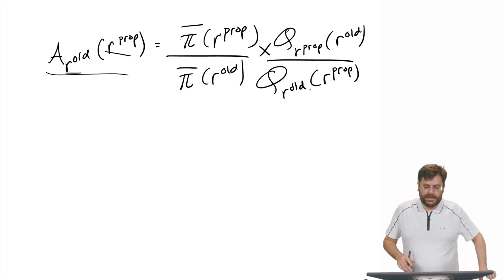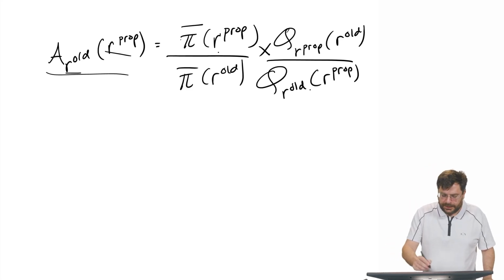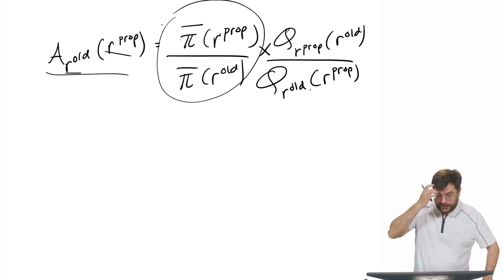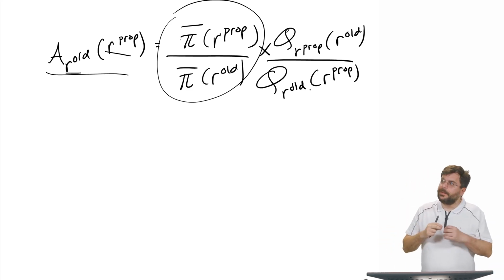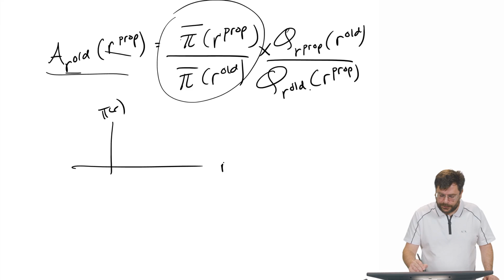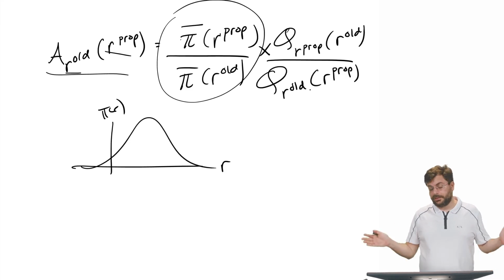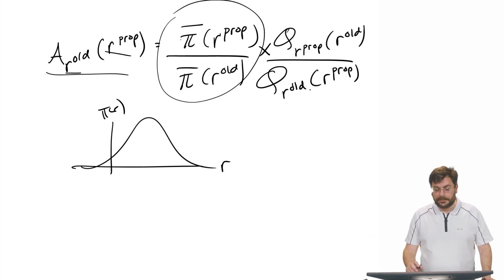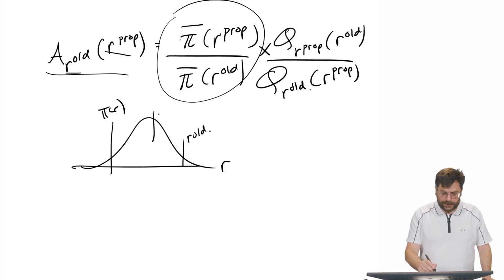Okay. Let's suppose that I just focus on this portion here. Suppose that this is my target distribution, pi of R versus R. So it's a simple target distribution, kind of looks like a Gaussian. I start off from some R old, and I propose something which is here.